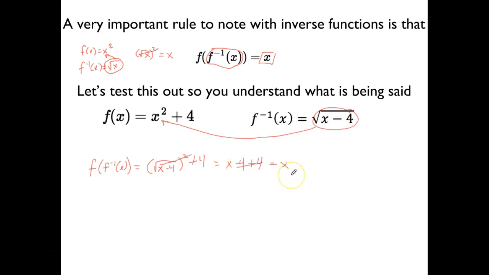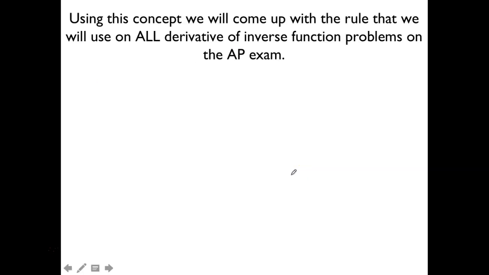Okay, this is important, okay? So let me show you the proof now. I'm going to use all the concepts we just spoke about. And instead of calling the inverse of f to the negative 1, I'm going to call it g, because that's how they do it on the exam, okay? This is how most books do it. So I'm going to call the inverse just g.